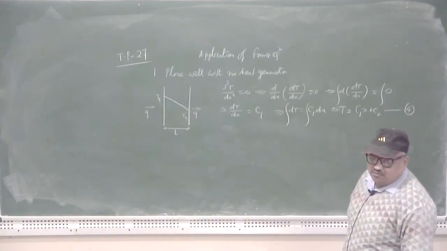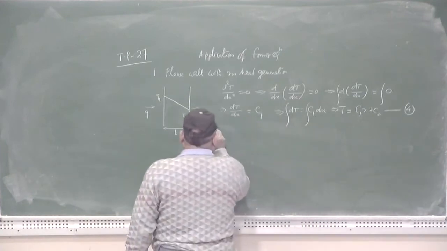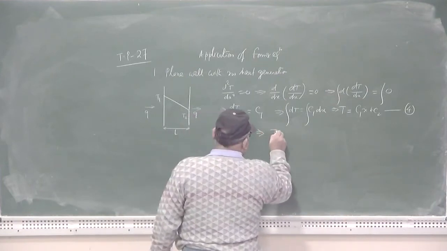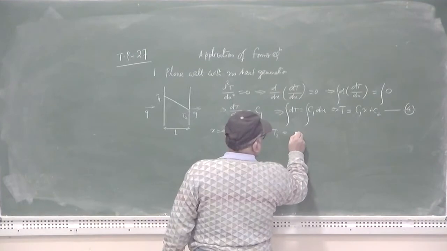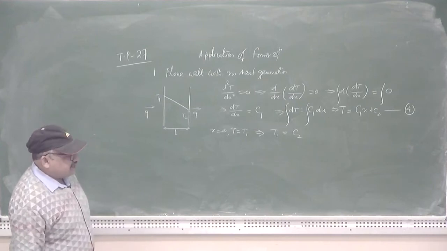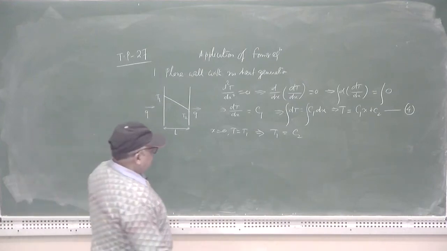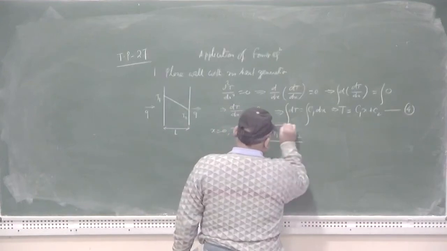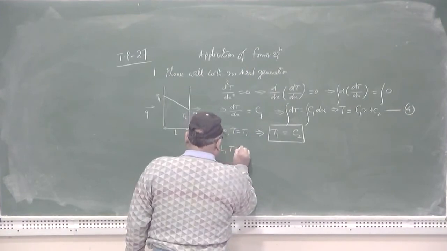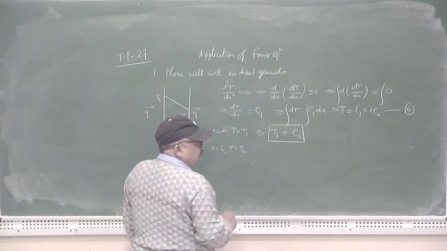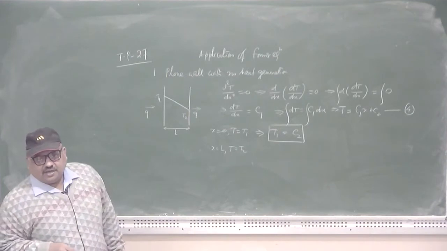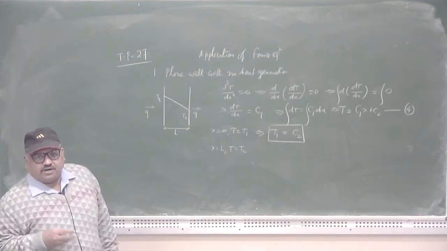Now, using the boundary conditions 2 and 3. So, x equal to 0, T is equal to T1. So, we can write T1 is equal to C2; the second integration constant is evaluated here. Now, x is equal to L, T is equal to T2. The boundary conditions are basically used for the evaluation of the integration constants, or the constants which are generated in order to solve a particular differential equation.